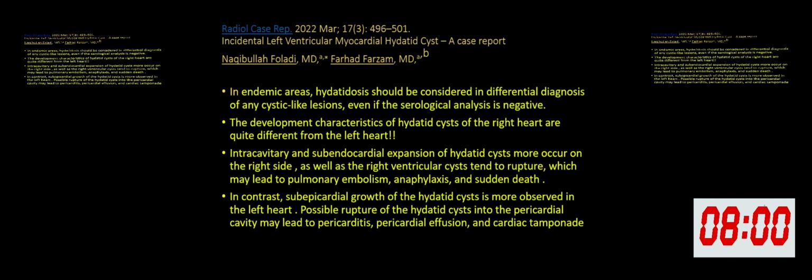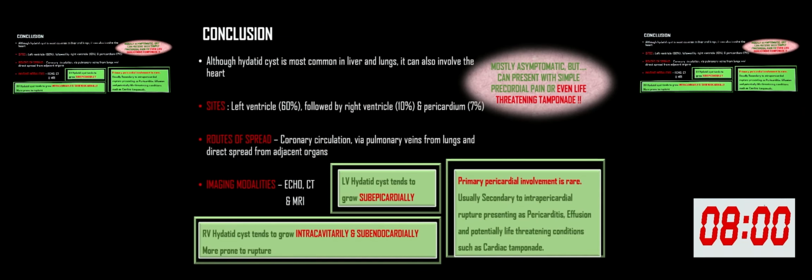And this rupture can occur into the pericardial cavity, which may lead to pericarditis, pericardial effusion, and cardiac tamponade, which was the presentation in our case. So this was a pericardial hydatid cyst with subepicardial growth presenting as a cardiac tamponade.